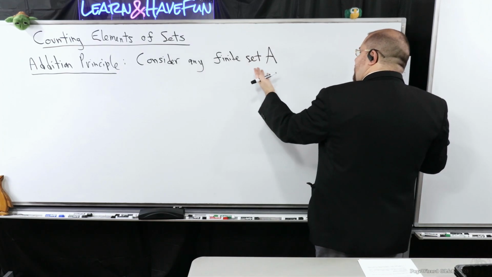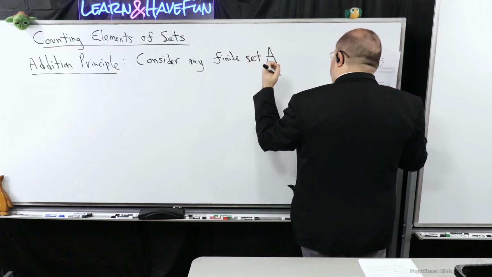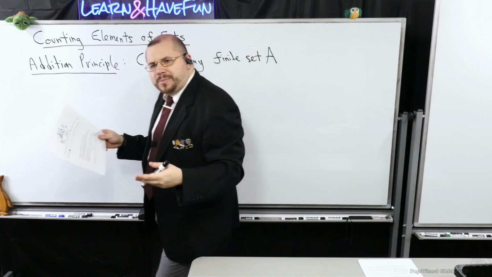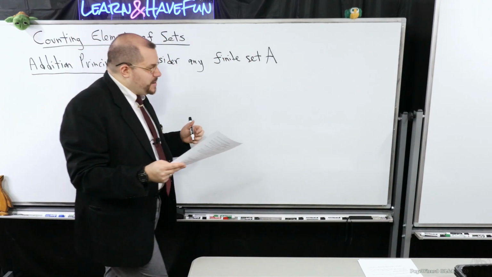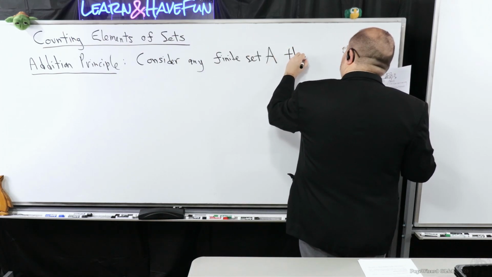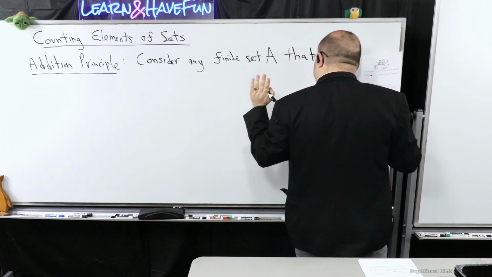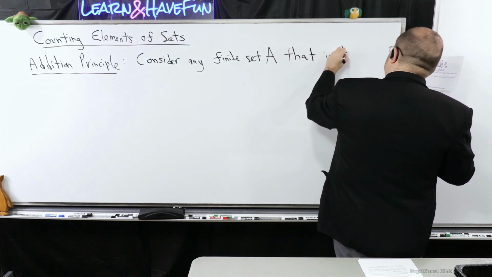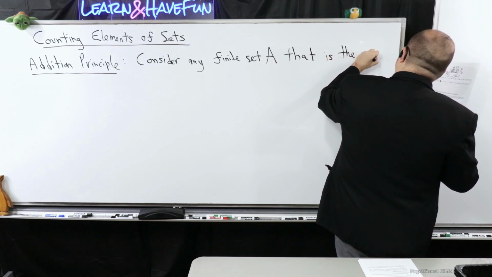So A is the name of the set. And remember, the set consists of elements. Now, I didn't say anything about it having no elements or having elements. So it could be empty, technically speaking. So this set is going to have a property. It's going to be similar to our buckets. That is the union. Now I'll explain what that means in a moment.